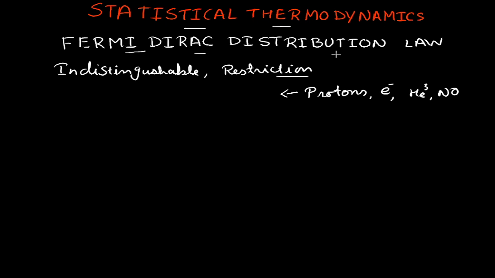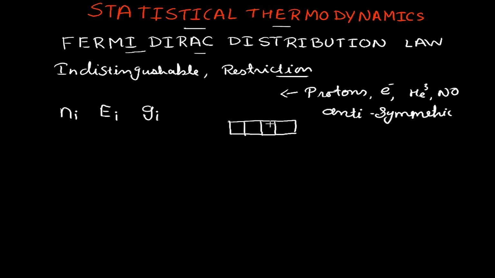Also, when we look at the wave function, the wave function of the fermions is anti-symmetric with respect to the exchange of the particles. Now suppose we have ni number of particles, and those ni particles are to be distributed amongst the ei energy level having gi states, and the catch is that in each energy level there will be only a single particle.